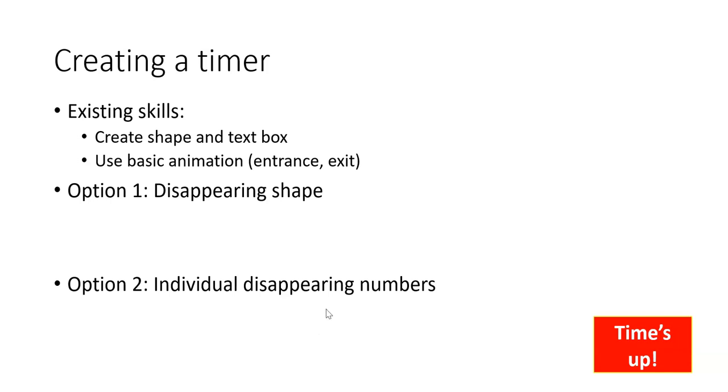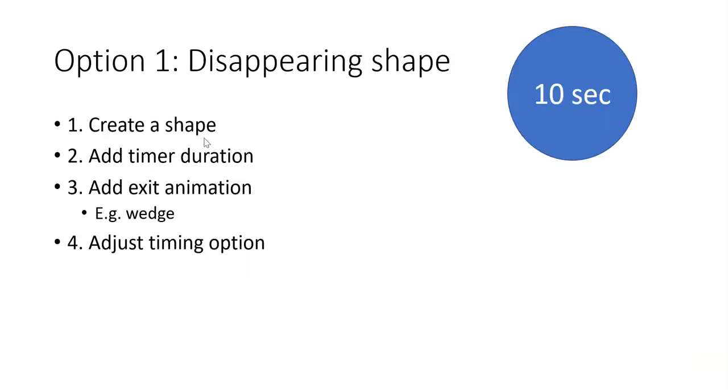So we're going to look at the options in turn, and let's start with option 1. Here is the disappearing shape. There are 4 simple steps. First, create a shape. Add your timer duration, which is simply just to click in the shape and then type in your timer duration. Add the exit animation. In this instance, I have chosen the wedge exit effect. And then adjust your timing options so that your shape will disappear over your fixed countdown time duration.